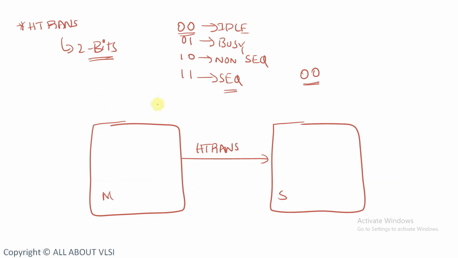signal. Okay. So if master sets this HTrans signal to 0 1, that means master is busy. So that the slave will come to know, okay, the master is busy. So using this HTrans signal, the slave will come to know whether the master is busy or whether the master is idle. And what do you mean by non-sequential and what do you mean by sequential? That is, we are going to learn in our further sessions. Okay, when we start about transfer, then we are going to discuss about this non-sequential and sequential. For now, we should only understand the two conditions. One is idle and another is busy.